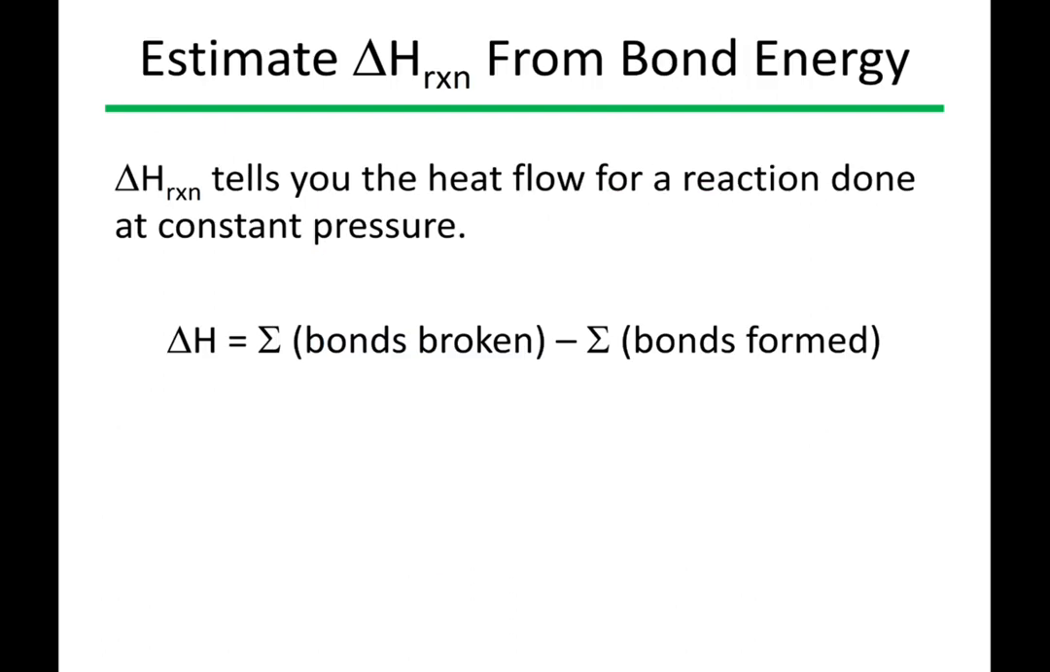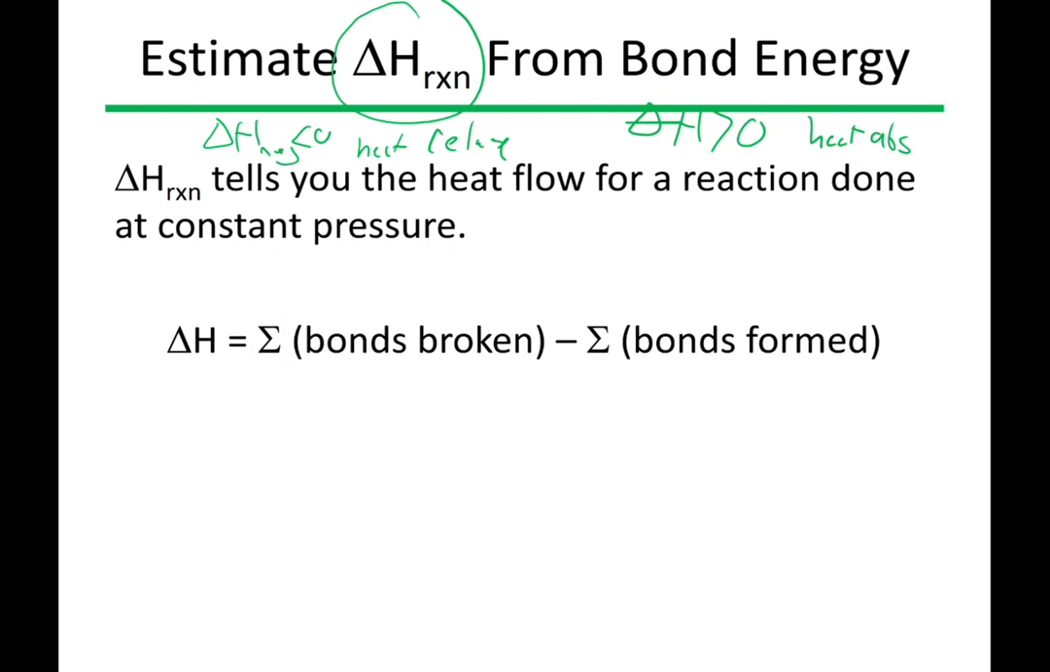Something else we can do with these bond energies is actually calculate the heat released or absorbed from a reaction based on the bond energy. So the delta H of the reaction tells you the heat flow for a reaction done at constant pressure. If delta H is negative, that means heat is released into the surroundings. And if delta H is positive, that means heat needs to be absorbed for the reaction to occur.